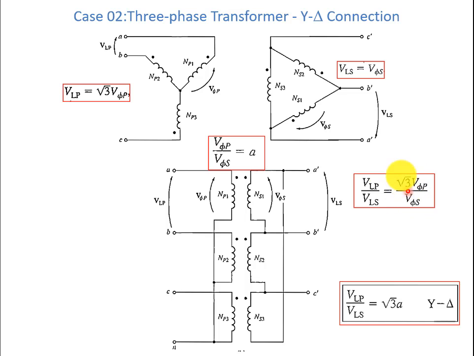So that square root of 3 factor will be multiplied with the transformer turns ratio a. So here we will get the square root of 3 times a. So we will have a transformation ratio which is higher than the actual transformation ratio which we have seen in the Y-Y connection. So these are the Y connections of the three-phase transformer on the primary side, and these are the delta connections on the secondary side.